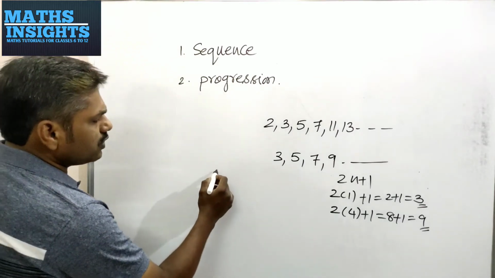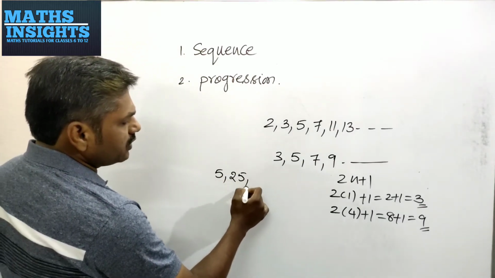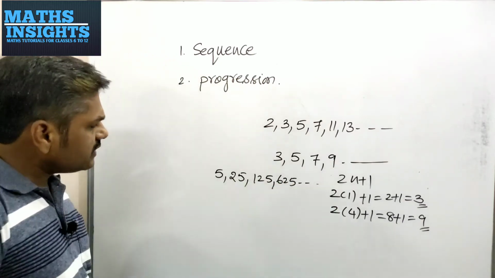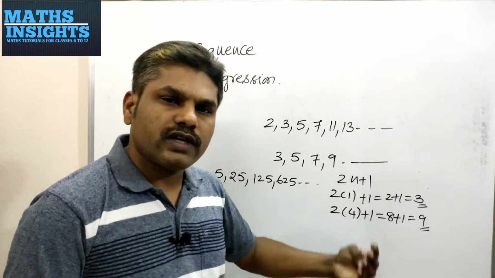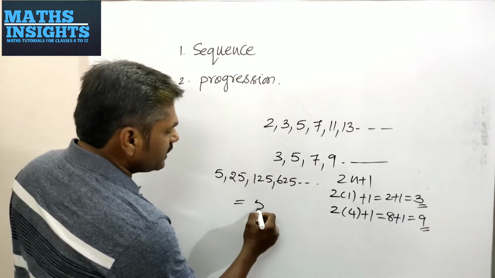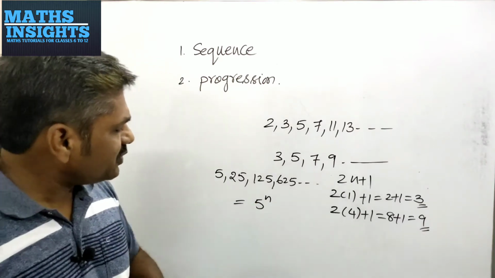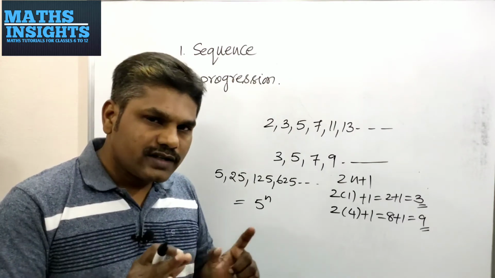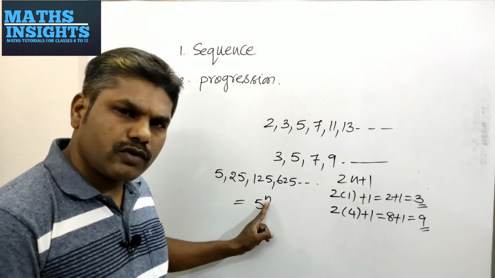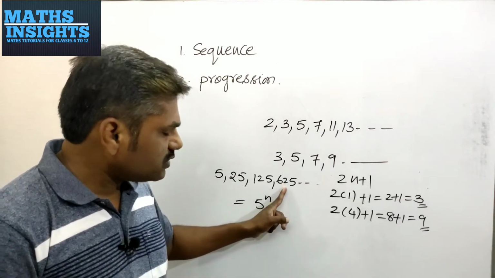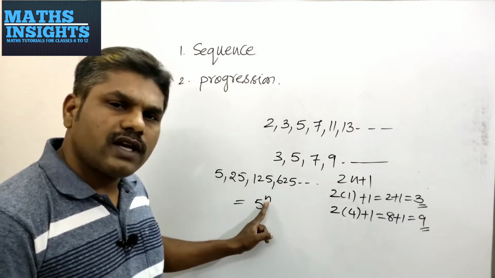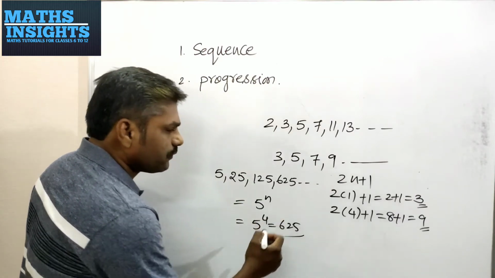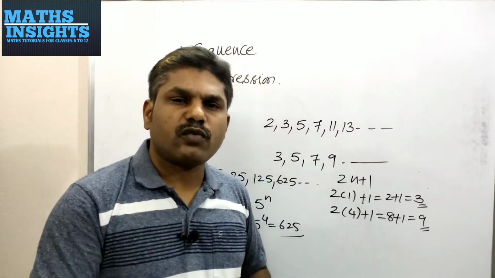I am taking another example also. 5, 25, 125, 625, and so on. See, this is also having a formula if you want to find any particular term. That formula is 5 power n, where n represents the term number. If you want the first term, then put n equals 1, then you will get 5 power 1, which is equal to 5. If I want to get the fourth term, place n equals 4. So 5 power 4 is equal to 625. This is the definition of sequence and progression.